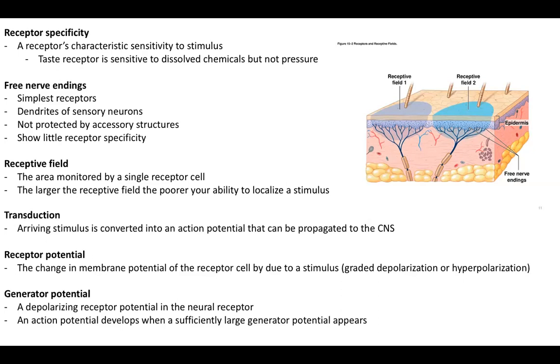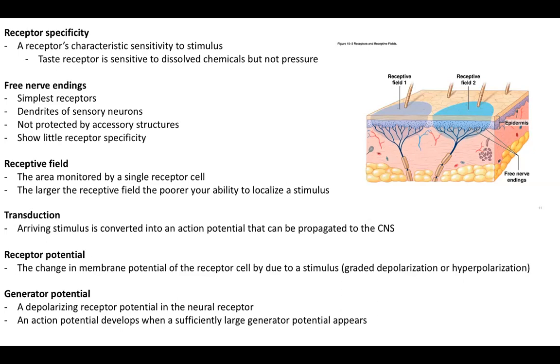So receptor specificity. This refers to the fact that we have different types of receptors that can sense different things. Not all the receptors sense pressure. Not all the receptors sense taste or smell. So we have different receptors that are sensitive to different things. Our taste receptors sense taste. They're sensitive to dissolved chemicals, so they can sense taste, but they don't sense pressure. So there are differences among the receptor types, and that's called receptor specificity.